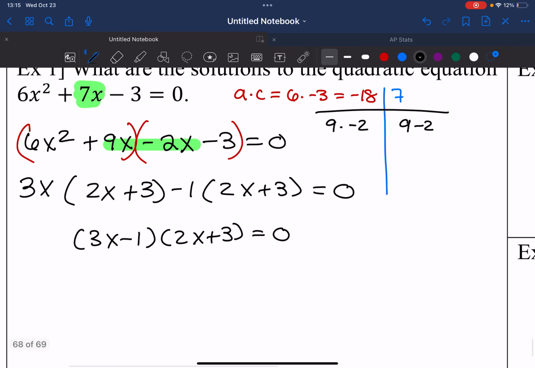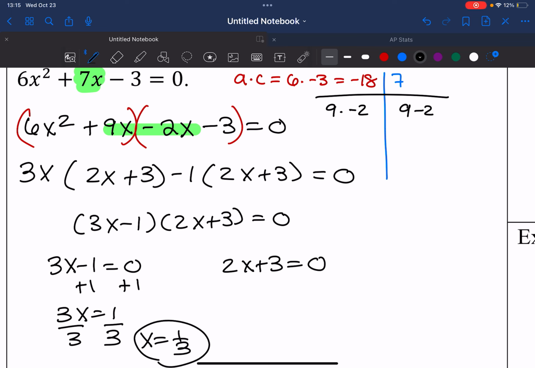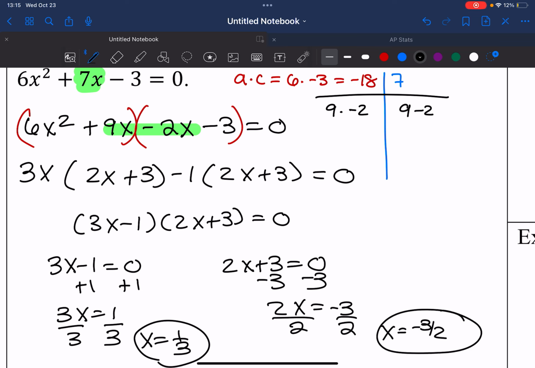And then using the zero product property, I know I can take each of them separately and set them equal to 0. So that means I'm going to add 1 to both sides, and I get 3x equals 1. Then divide by 3, and I get x is equal to 1/3. That's my first answer. The other one, I'm going to subtract 3, and I get 2x is equal to negative 3. Divide by 2, I get x is equal to negative 3/2. That's my second answer.